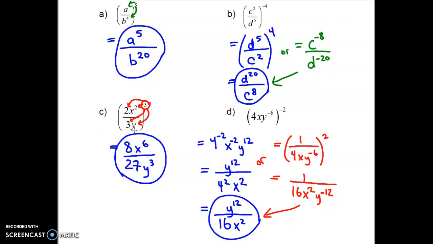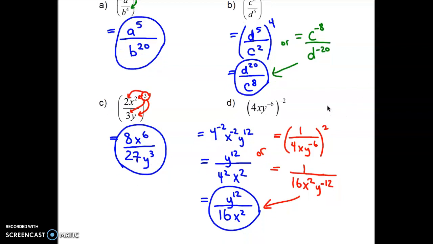Now see, lots of arrows here, but the 3, like I said, is applied to each of the terms. So the 3, it's 2 cubed, so you have to do that, and then you have to do x to the power of 2 times 3, so 2 times 3 is 6, so 8x to the power of 6. Now this 3 has to go with this 3 right here. So we take 3 to the power of 3 is 27, and y to the power of 3 is y to the power of 3.